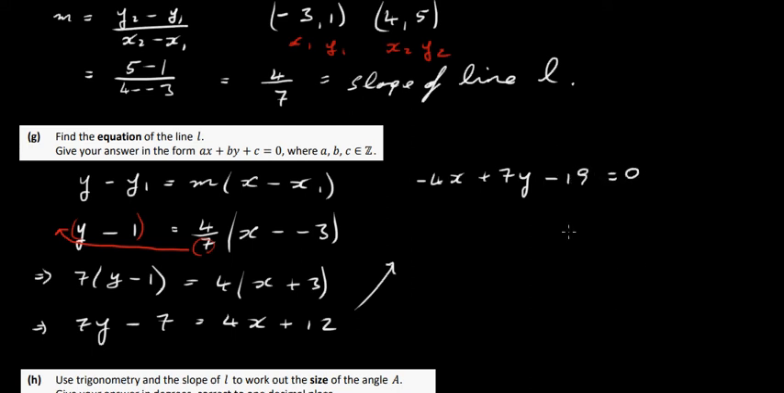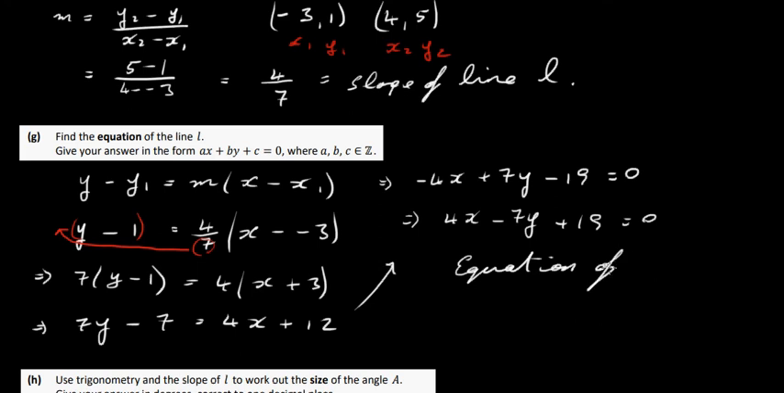Now because this is an equation, I can multiply everything by minus 1. I just like to start with a positive number here. I don't like leading with a negative number. So multiply this by minus 1, that will give you 4x. Multiply this by minus 1, minus 7y. Multiply this by minus 1, plus 19 equal to 0. And that's it. That's the equation of line L.